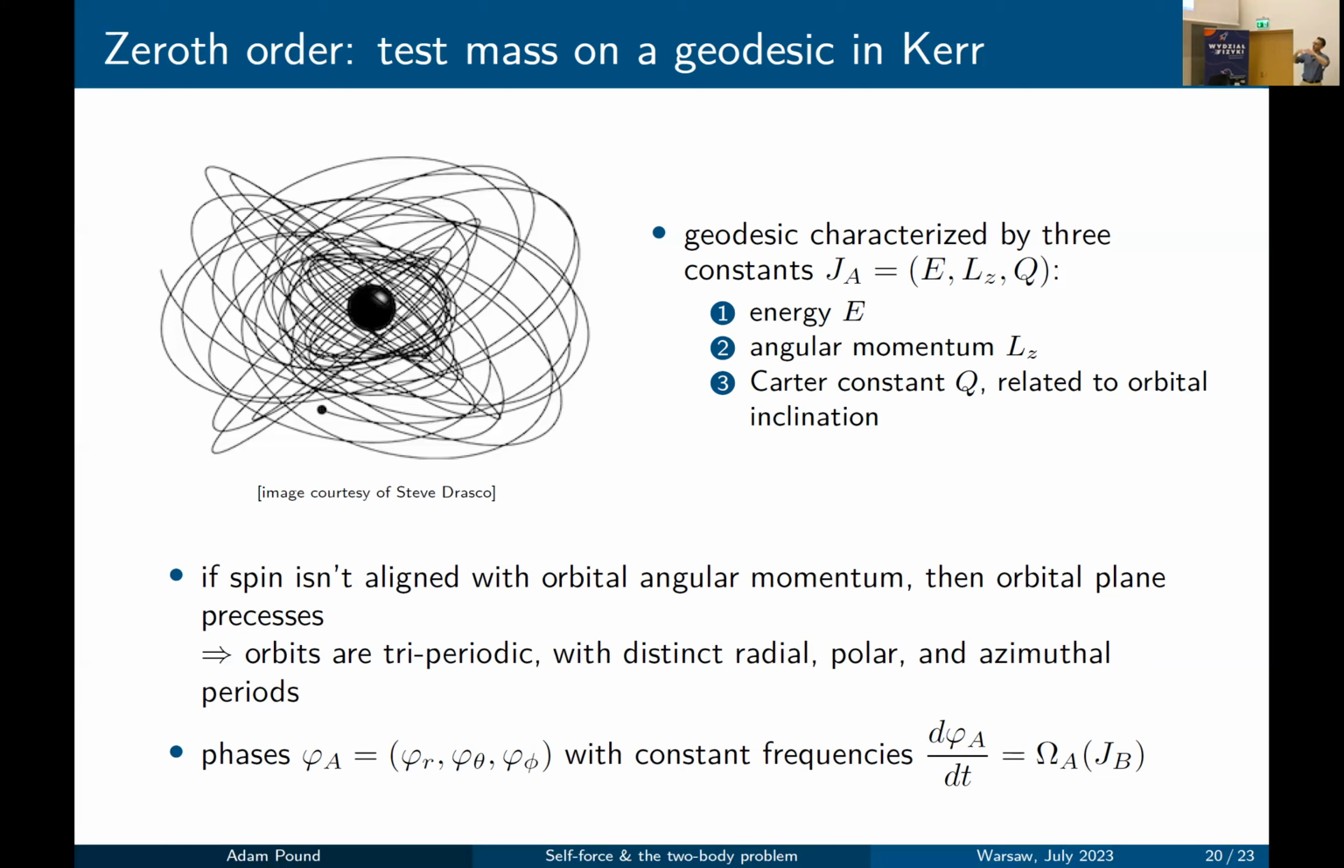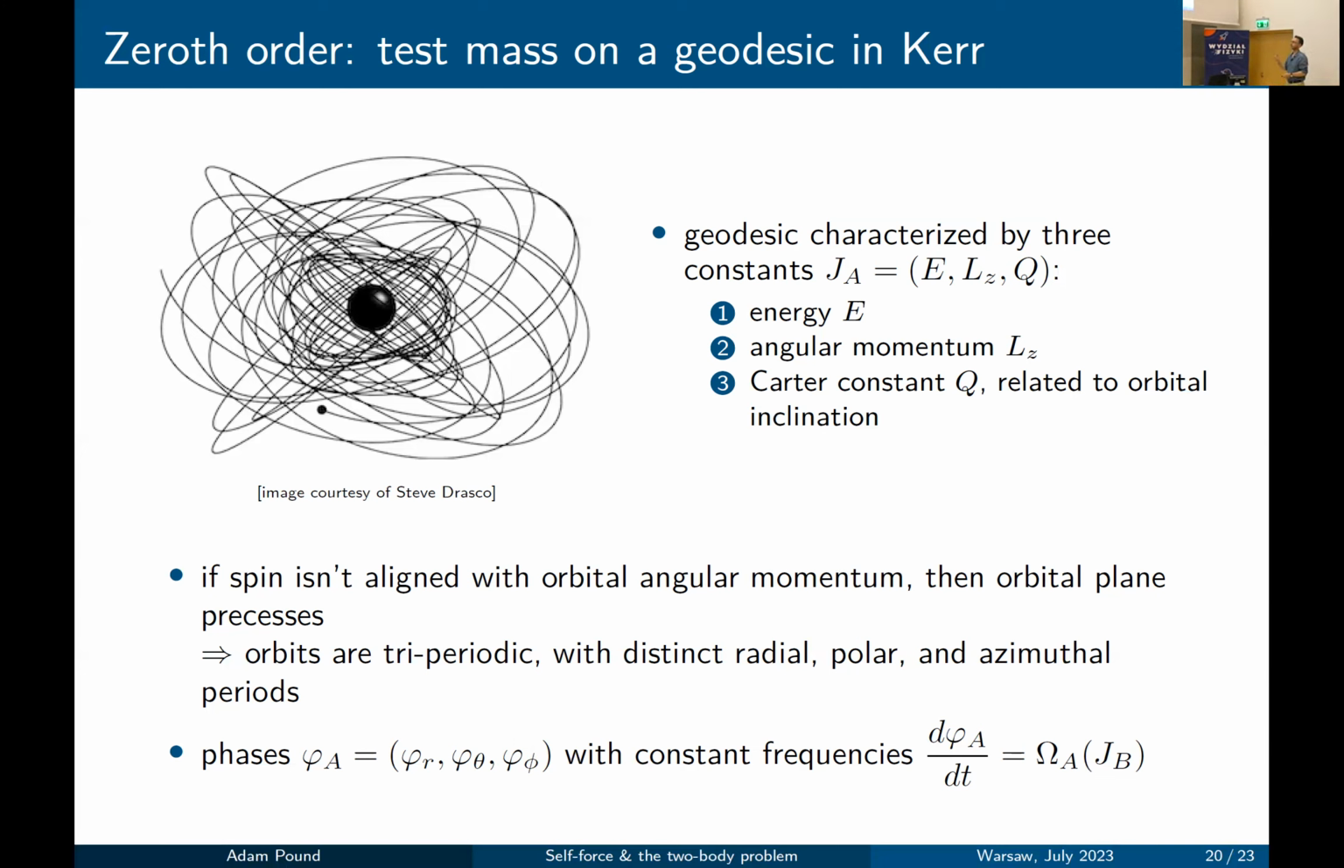It's bobbing up and down, and we have a specific period of that bobbing. But we have 2 other periods. So these systems are called triperiodic. We have 3 periods. So you have the polar period of this precession of the orbital plane, you have the azimuthal period for the azimuthal motion around the z-axis, and you have a radial period, because if you have eccentricity, you have a separate period for motion in and out radially. So we have three distinct periods.